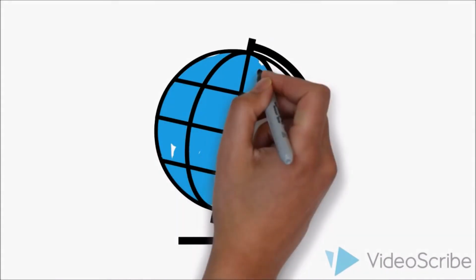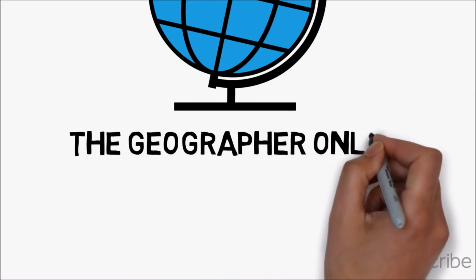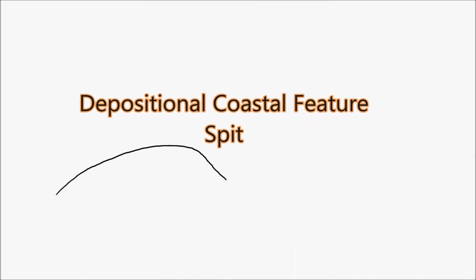Hello everyone, in this video we're going to be looking at a depositional coastal feature. This depositional feature is called a spit, and it forms on a discordant coast. A discordant coast is the one that we looked at in a previous video, where you have alternating bands of hard rock and soft rock, and you get bays and headlands that form.